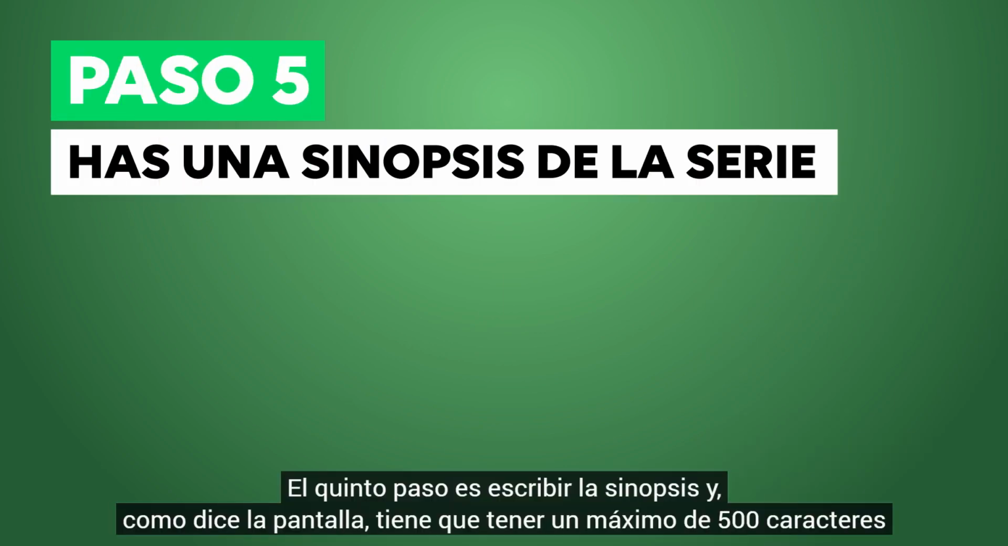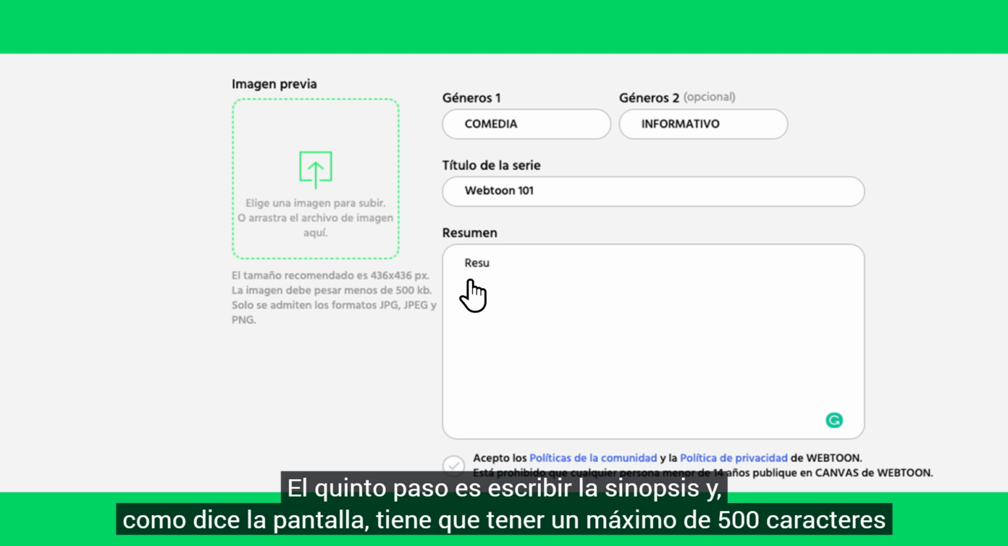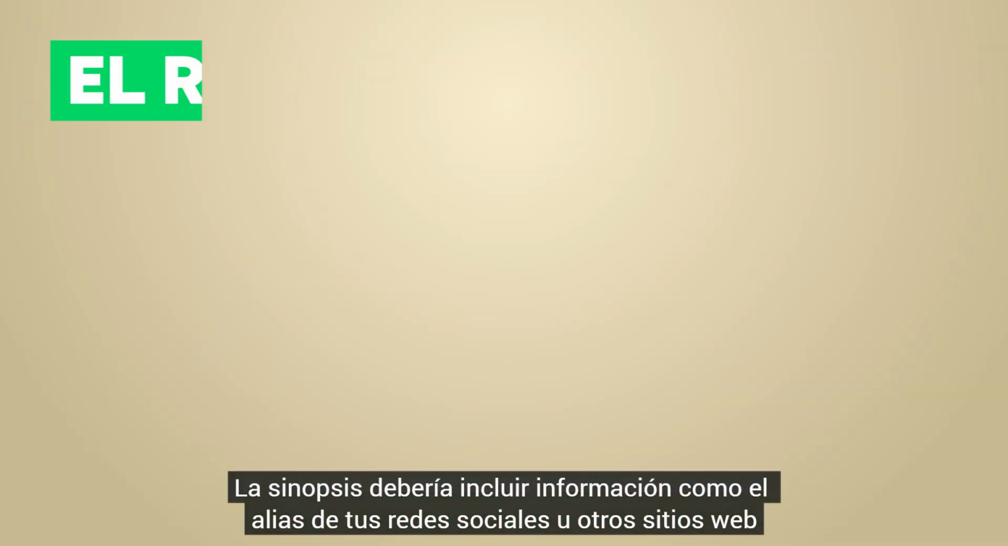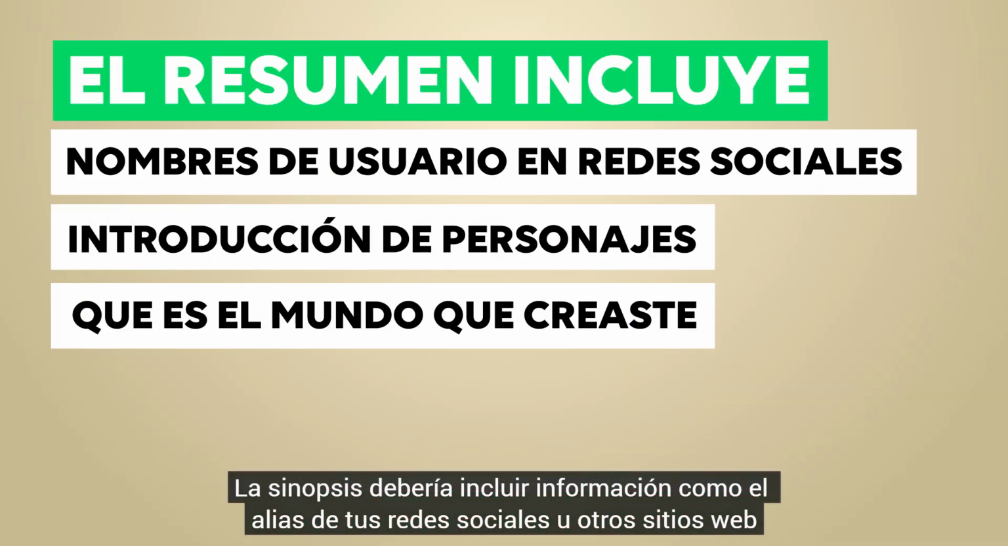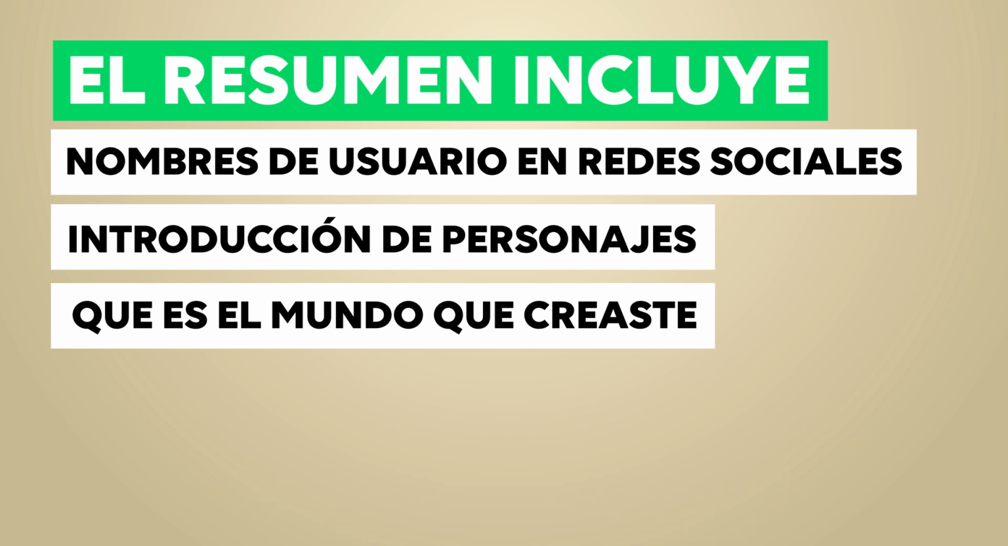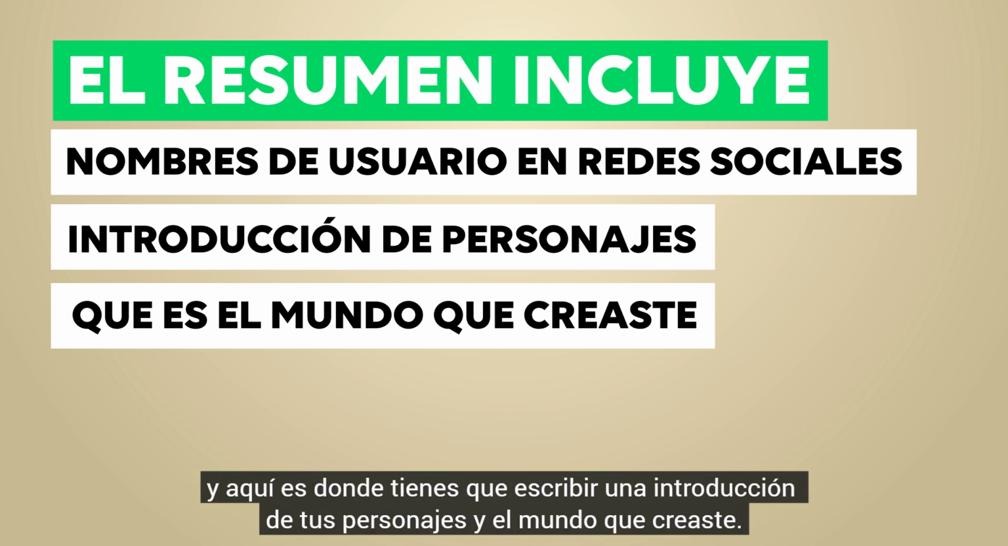Step number 5 is to enter your summary, and just like the screen says, it needs to be less than 500 characters. Information that your summary should include is any social media handles that you have on other websites, and this is where you should have an introduction of your characters, the world that you're building.